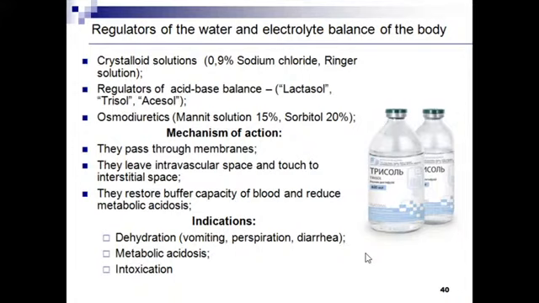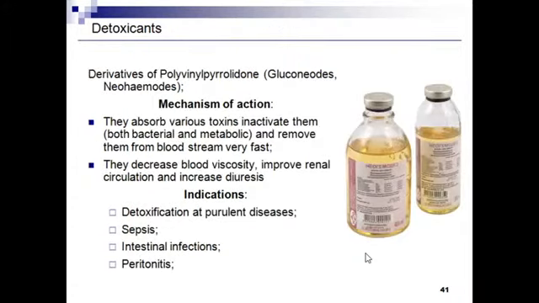Indications for transfusion of crystalloids are dehydration, various variants of dehydration, for example isotonic dehydration as a result of vomiting, perspiration, or diarrhea. We can use these solutions for correction of metabolic acidosis or for correction of intoxication, for dissolving the toxins in the bloodstream, for improvement of microcirculation and increasing of intravascular, cellular, and intracellular volumes.